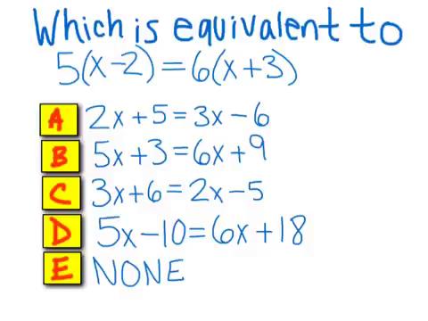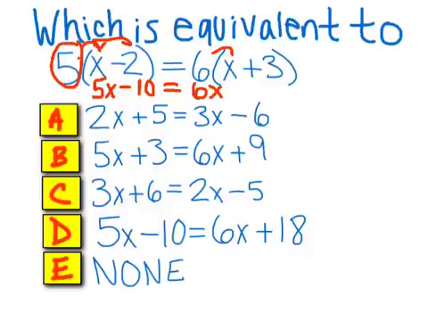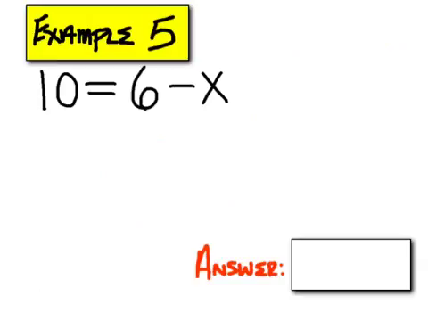Alright, OGT problem. Okay, for the OGT problem, when we distribute, we want to take the outside number and multiply it by each number inside. So we have 5 times x is 5x. A 5 times a negative 2 will give us negative 10. So that's equal to 6 times x will give us 6x plus 6 times 3, which will be positive 18. So the answer should be D.